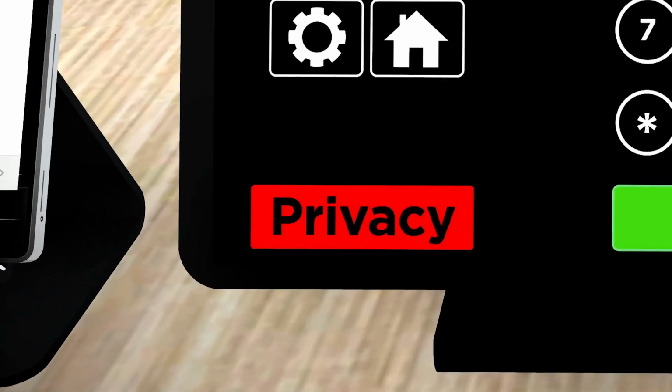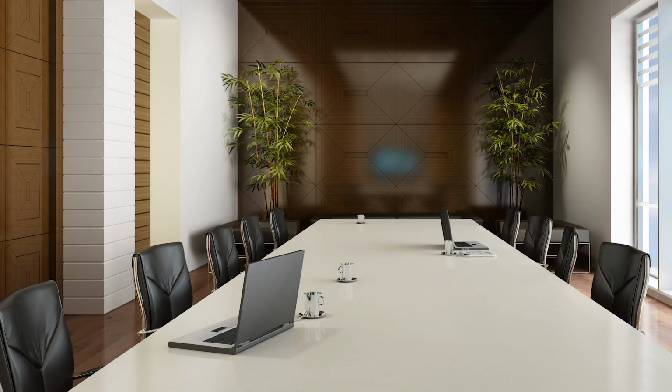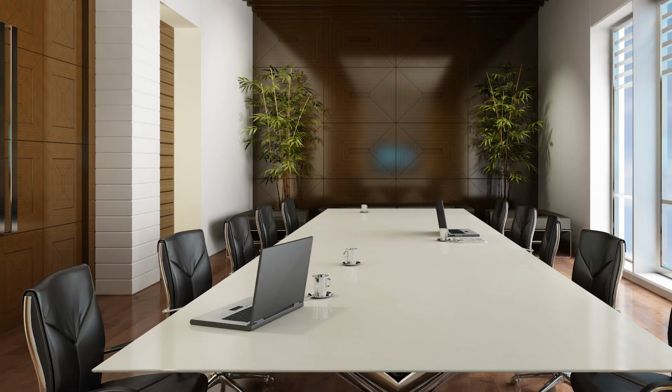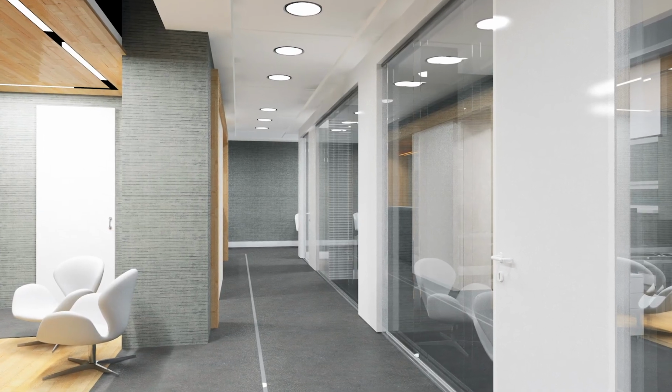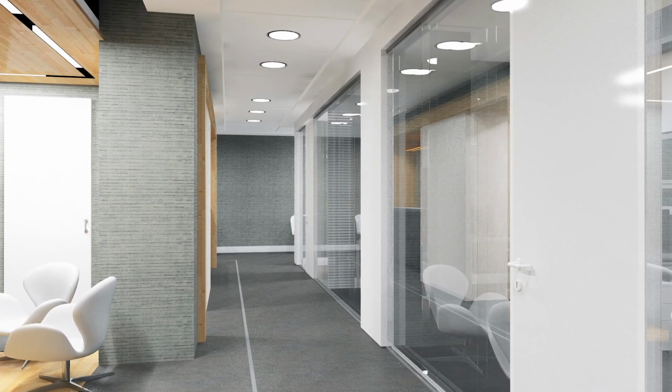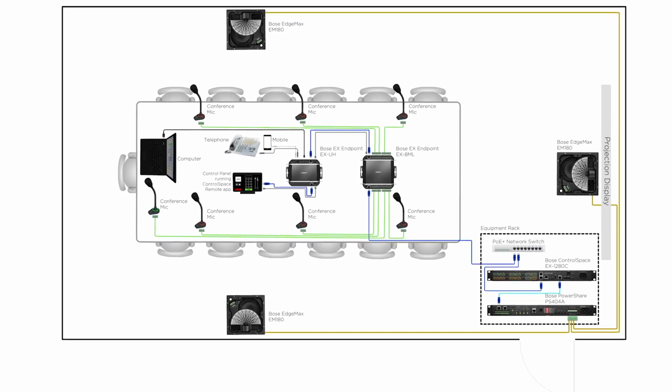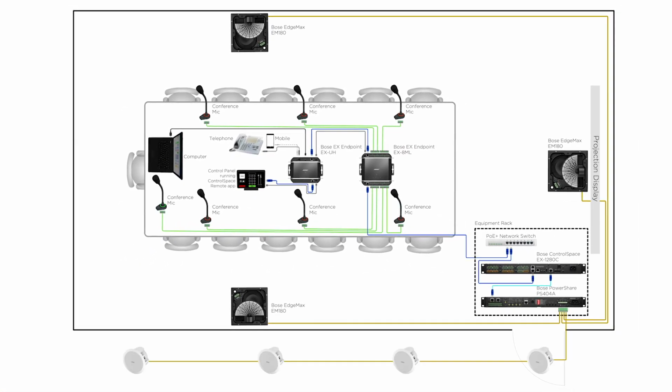One last innovation is privacy mode. For conferencing rooms requiring that conversations happening inside the room not be intelligible in adjacent areas, such as hallways, seating areas, or offices, perimeter loudspeakers such as FreeSpace can be easily installed and powered from the 4th amplifier channel.